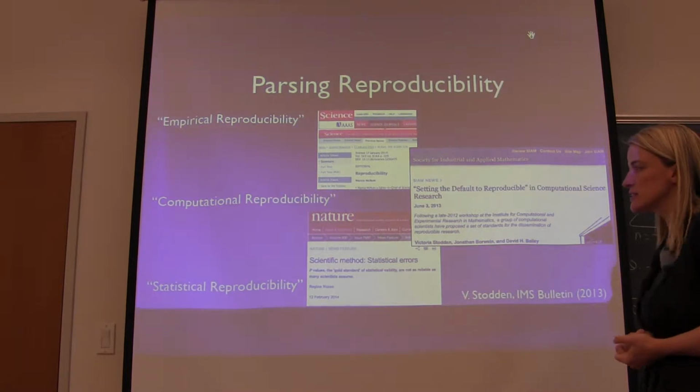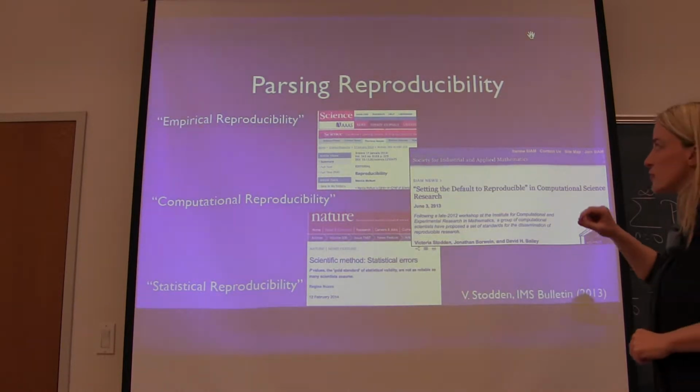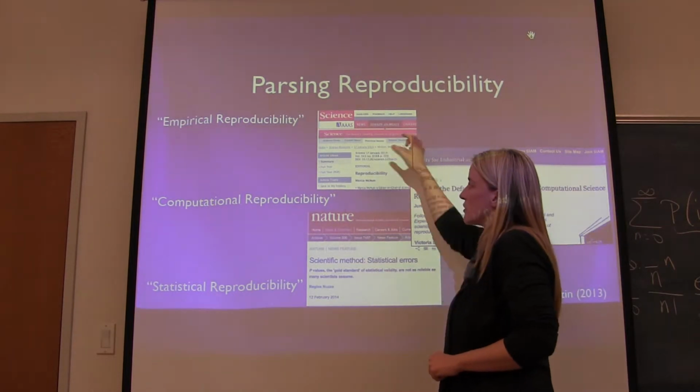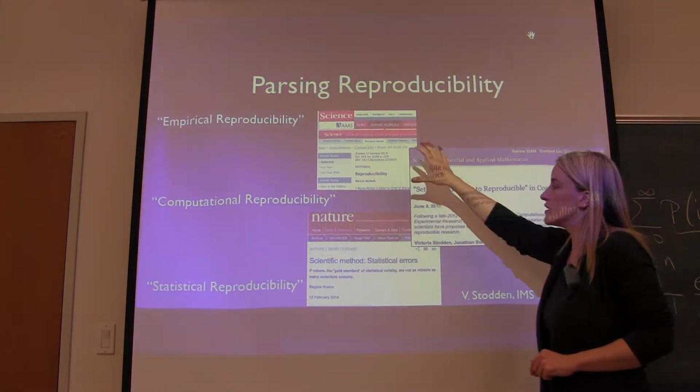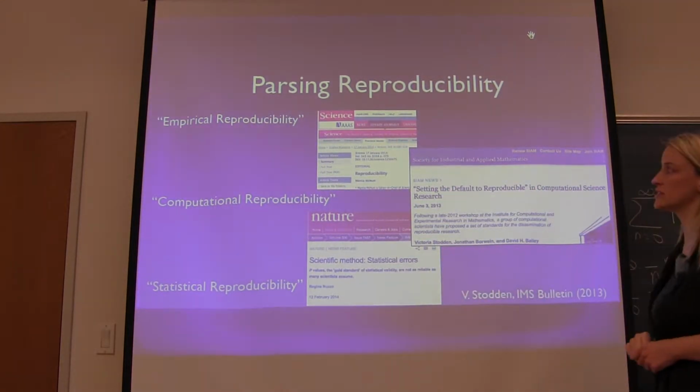I think there's at least 3 different components and different places where, for reproducible research, this can break and you can end up with irreproducible research. The first one is what I'm calling empirical reproducibility. This is what Nature and Science are largely addressing here with their standards.